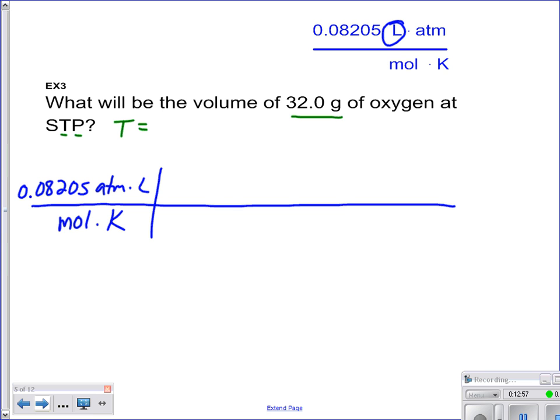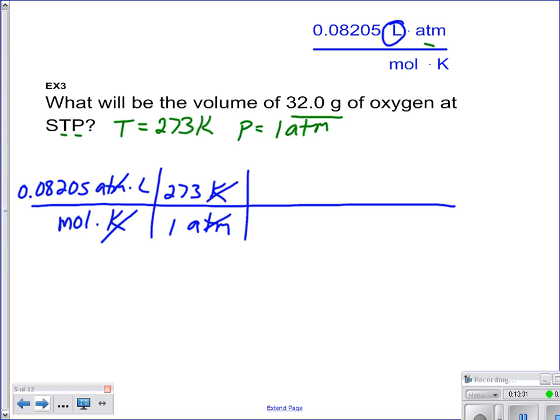T equals what? 273 Kelvin. What does your P equal? What would be the easiest P to use? 1 atmosphere. And remember the reason being that this is given to you in atmospheres up here. So that's going to be your easiest value. So now we can go through and say, okay, maybe we'll cancel out our T first. I've got Kelvin in the bottom, so let's put our Kelvin in the top and get those to cancel. I've got atmosphere in the top, so let's put our atmospheres in the bottom, get those to cancel.